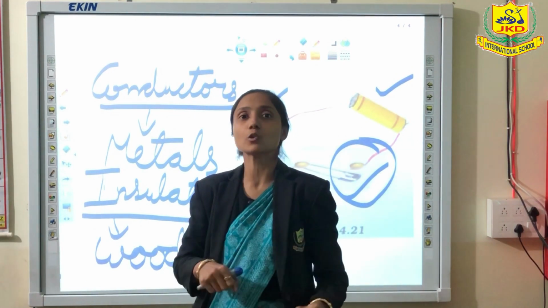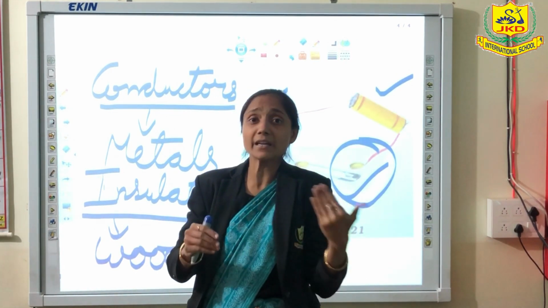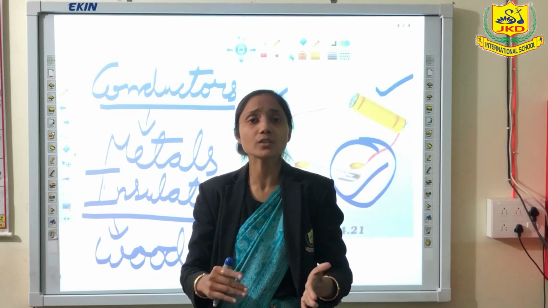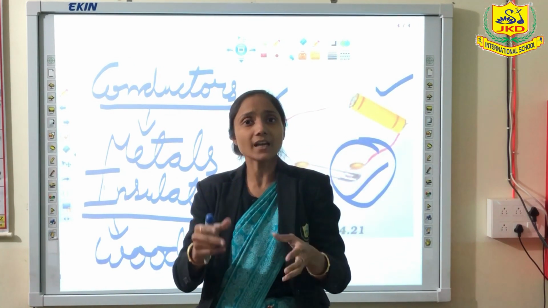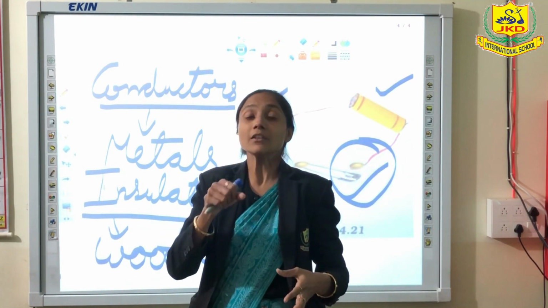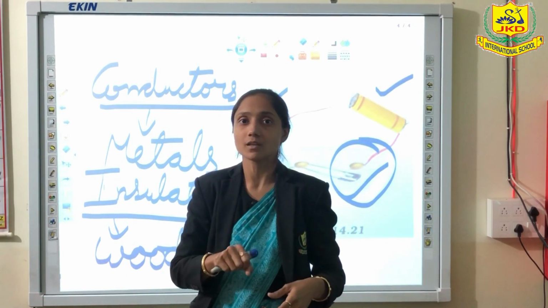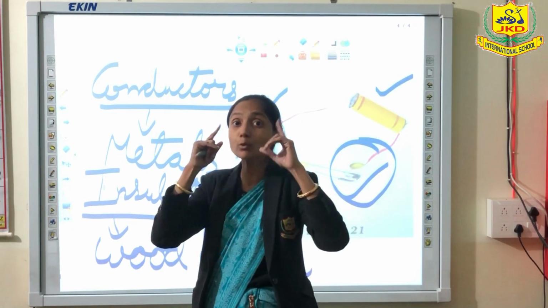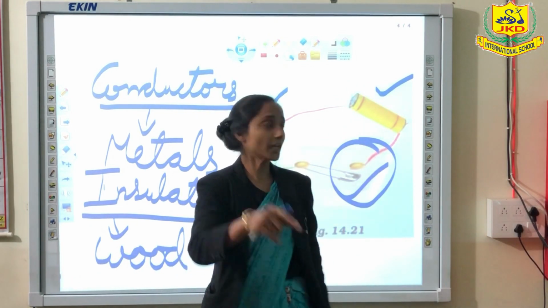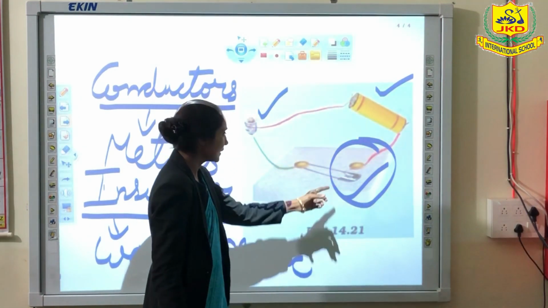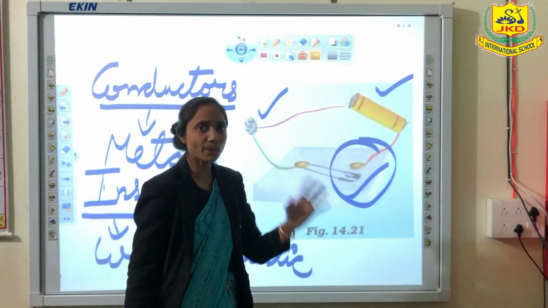The electrician also uses rubber gloves while doing any electric repair. Why is he using rubber gloves? Because they are insulators. They will prevent him from electric shocks. So these are the things we have to understand before looking at this. Here there is a gap in between, which means there should be no passing of current.